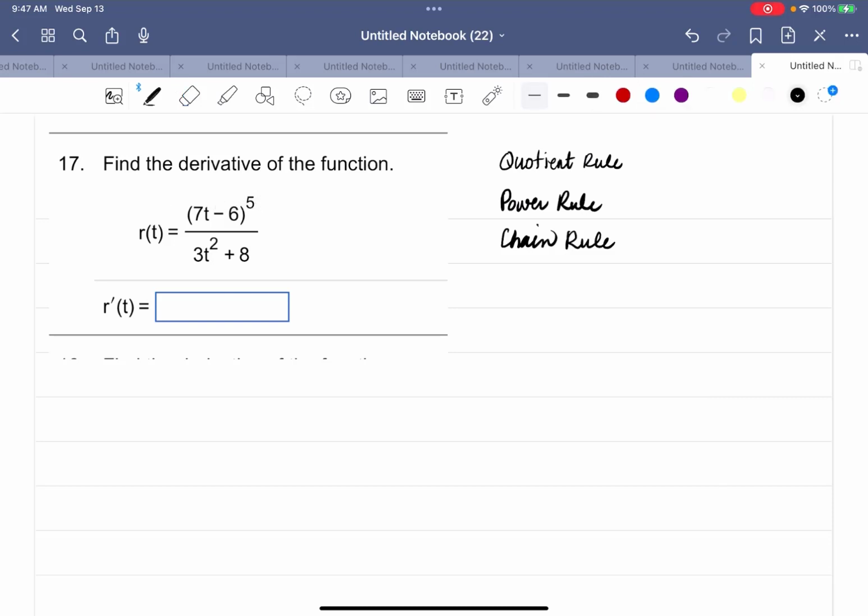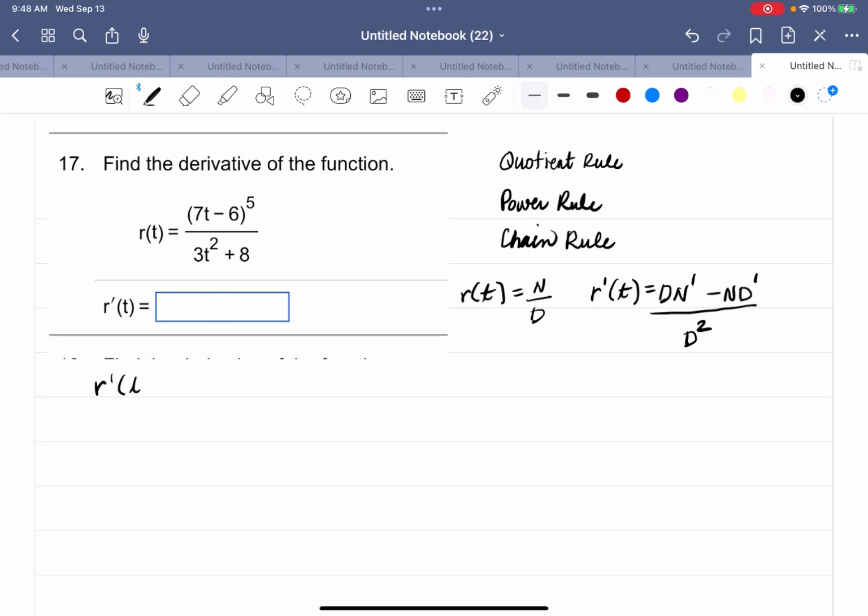So since I'm doing the quotient rule, remember we call it, say, R of t is a numerator over a denominator. So R prime of t, always start with the denominator, numerator prime minus the numerator, denominator prime, and all of that is over the original denominator to the 2nd power.